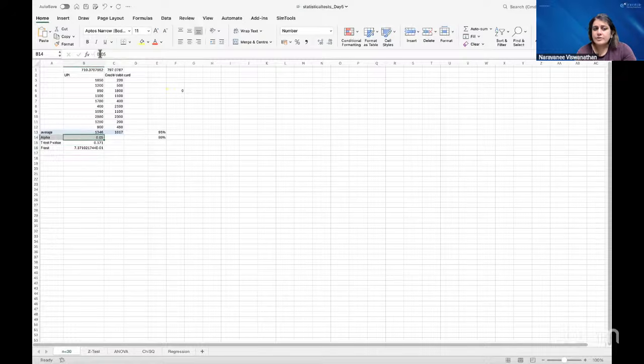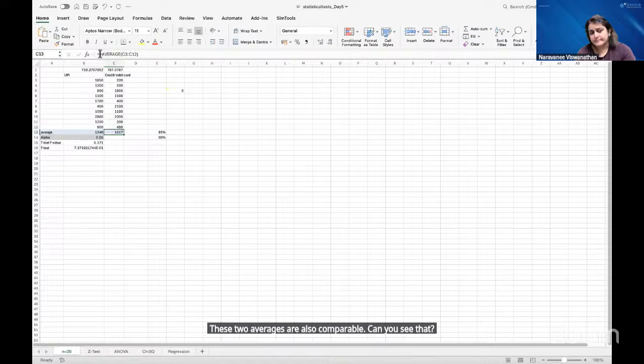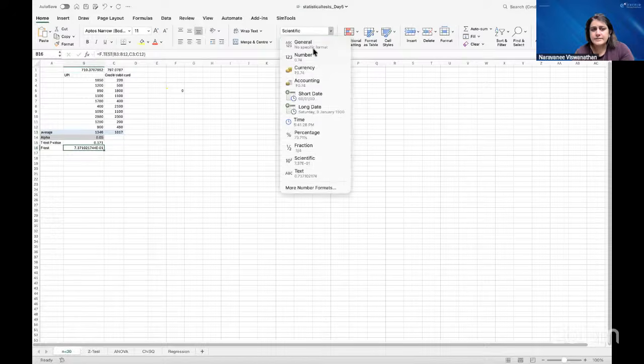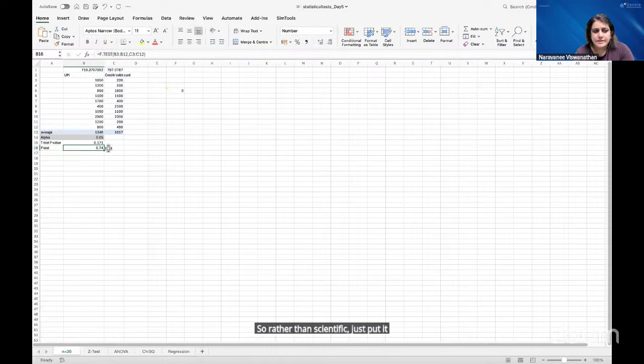So you will find that when I have changed the data, these two variations are comparable. These two averages are also comparable. Can you see that? So rather than scientific, just put it as a number. You get this number now. Is it clear, everyone? Making sense?